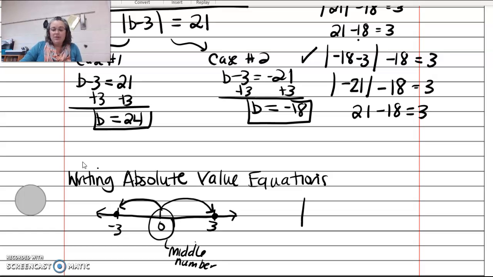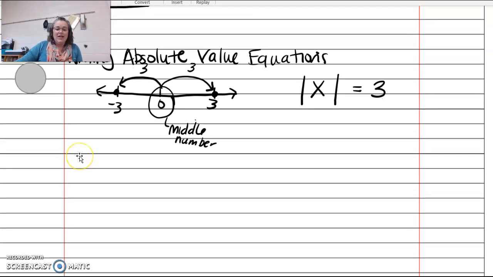So when we look at this equation, we have x, the absolute value of some number, has to be the distance of 3. Because in both of these cases, our distance was 3. It'll put us 3 to the left, 3 to the right. But what happens if our middle number is not 0?